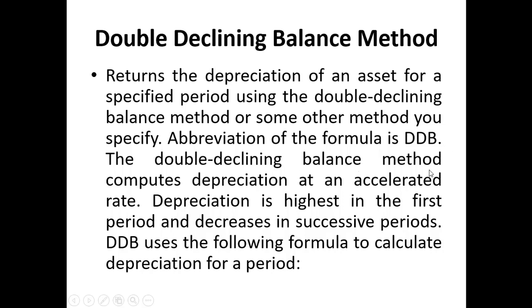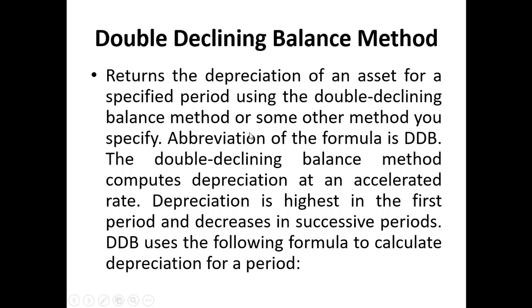The double declining balance method computes depreciation at an accelerated rate. In this question you have witnessed the straight line method, where you can work out a particular percentage. But with the double declining balance method, the rate you used in the straight line method is multiplied by 2, and that gives the double declining balance method. So we may work that out and you may be pretty much convinced.